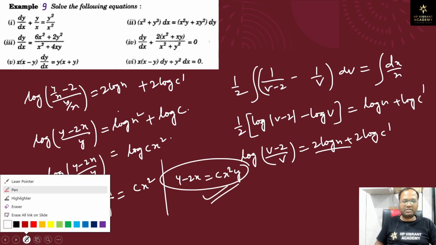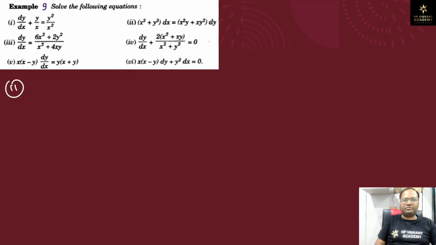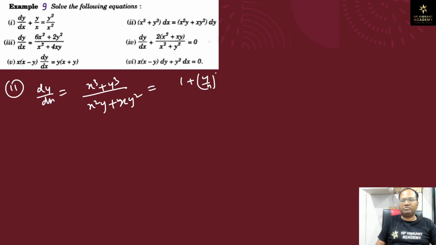Let us discuss the second part. So we have this as dy upon dx is equal to x cube plus y cube upon x square y plus xy square. Let us divide the numerator and denominator with x cube. So this is 1 plus y upon x whole cube upon y upon x plus y upon x whole square.